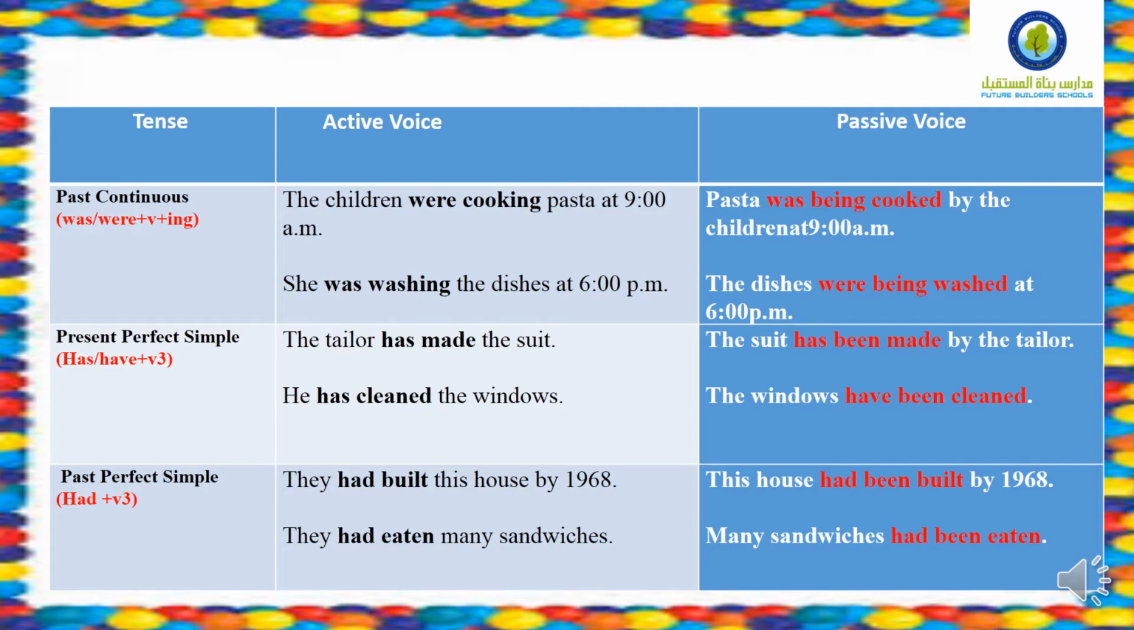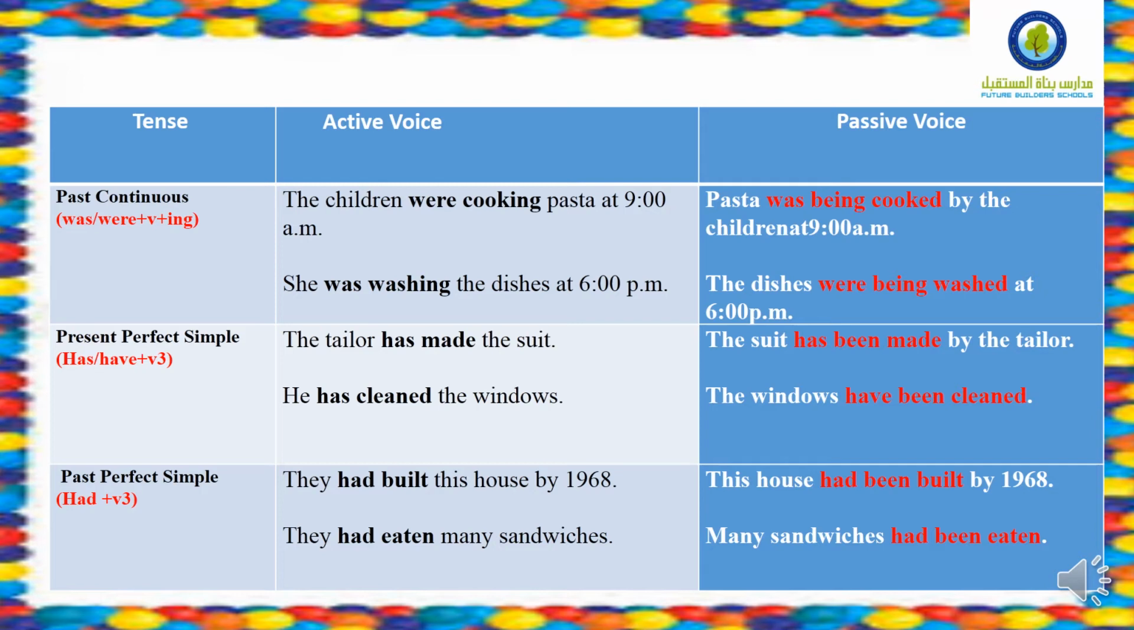Here, the thing that will be easy for you is that you already have verb 3 after has and have, so you put the verb as the case that you can find, followed by the tailor. The second sentence: He has cleaned the windows. You bring the object, the windows. Then you put have or has, so for the windows, have. You put the verb to be to change it into passive, which is been. Verb 3 from cleaned, cleaned. So the windows have been cleaned.